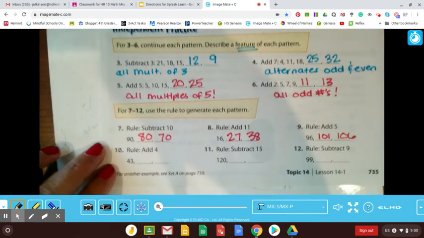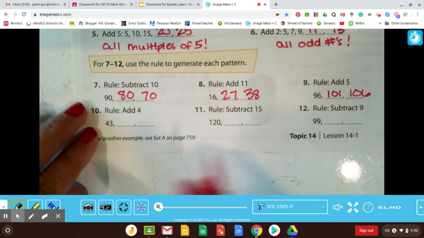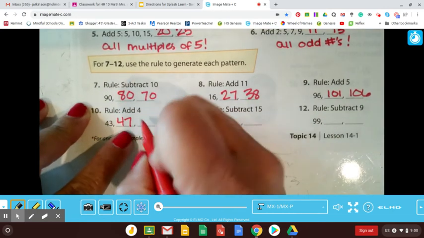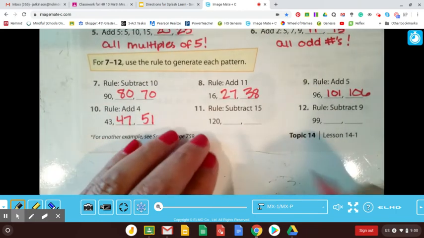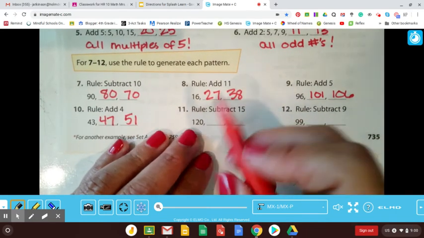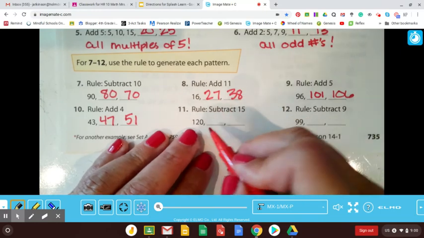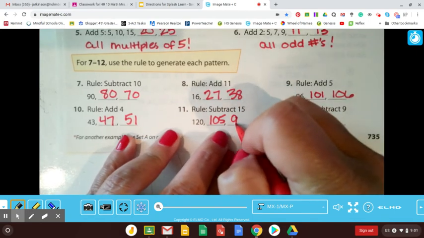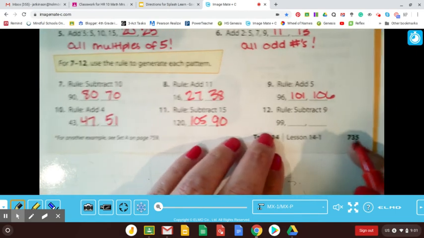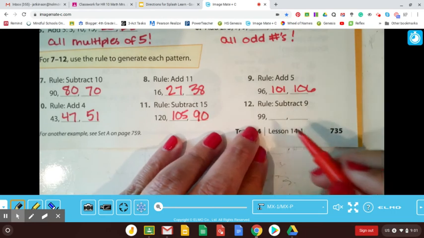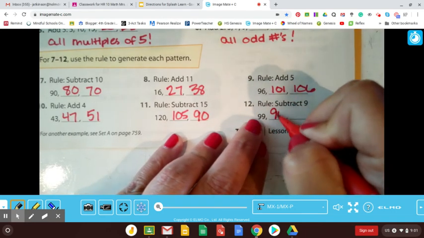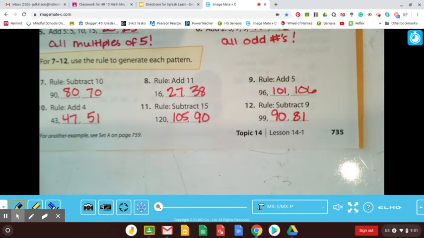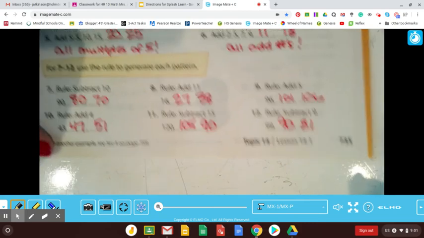We're adding 4. 43 plus 4 would be 47. 47 plus 4 is 51. I know I'm moving fast, but you should already have this all done. And subtract 15. 120 minus 15 is 105. 105 minus 15 is 90. And subtract 9. 99 minus 9 is 90. 90 minus 9 is 81. And if I made any mistakes on any of this, I'm sure someone will correct me.